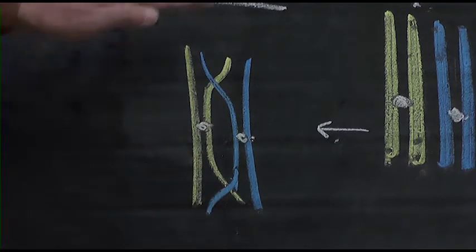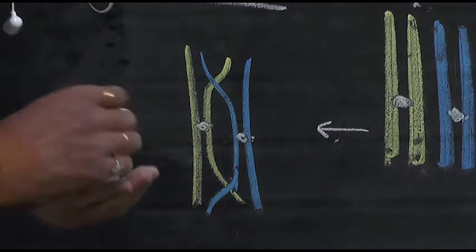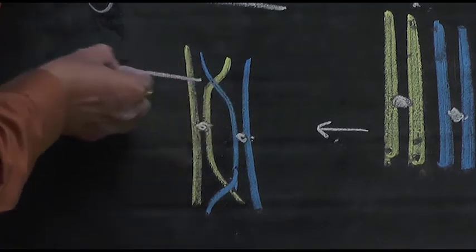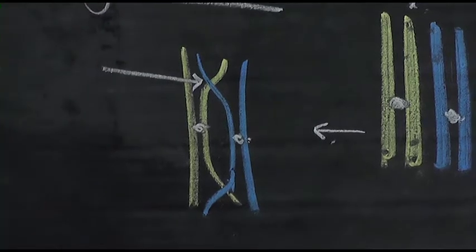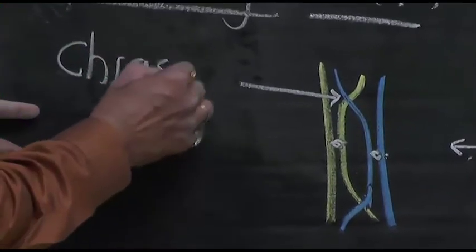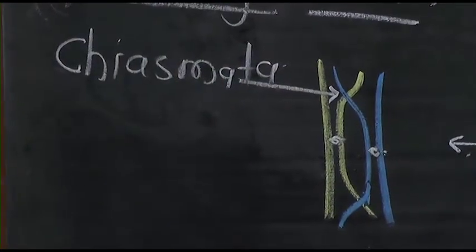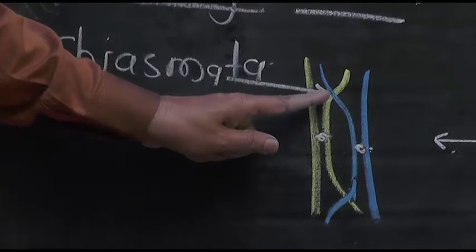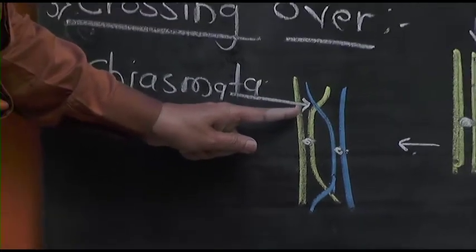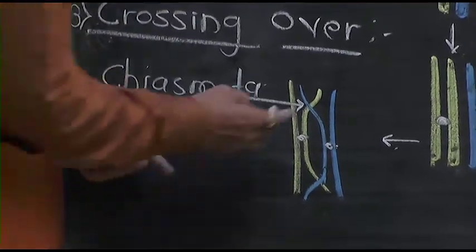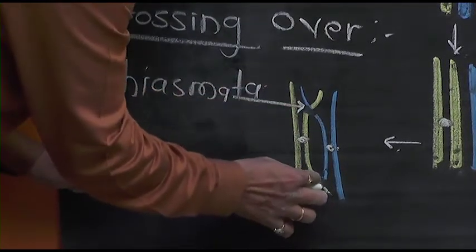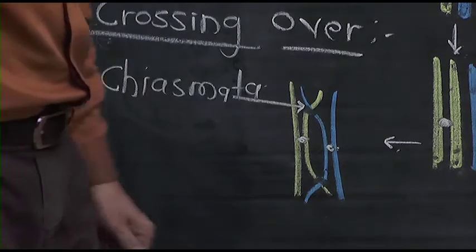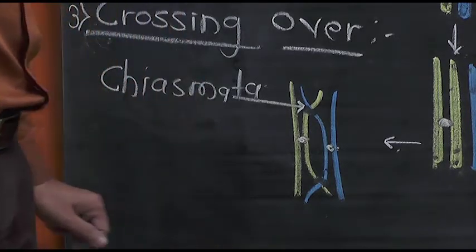Actually, this is nothing but the crossing over, and this point of crossing over between the two non-sister chromatids is also known as chiasmata. It is known as the chiasmata. Now, at the point of crossing over, that is at the chiasmata, the chromatids break off by the action of the enzyme restriction endonuclease.